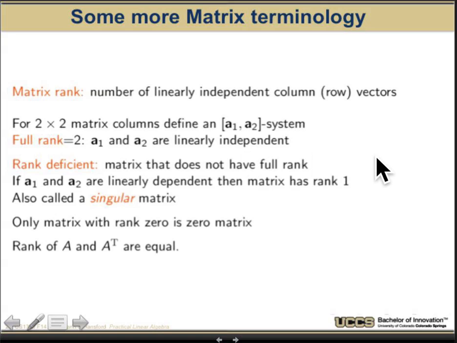A matrix is rank deficient when it does not have full rank. So if A1 and A2 are linearly dependent, so they're parallel vectors, then the matrix has rank 1. We also call that a singular matrix. If you lose rank, it becomes singular. There's only one matrix that has rank 0. That's the specialized 0 matrix. Mr. Smith absorbs all. He's the only one you can have. And in general, that's why we set up here linearly independent columns or rows. The rank of A and the rank of A transpose are equal because the number of linearly independent rows and columns turns out to be the same.